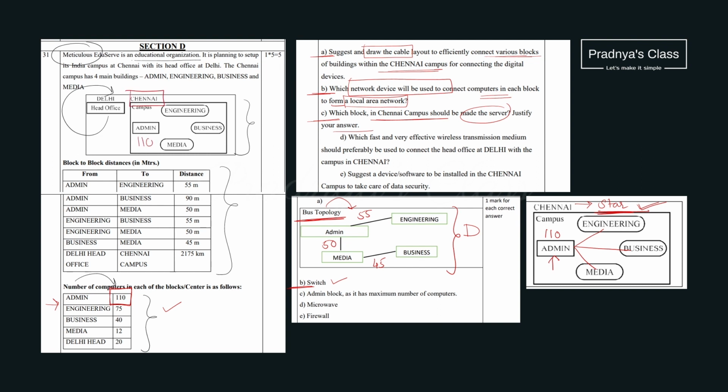Admin has 110 computers, so it will act as a server. That's why the answer is admin block, and to justify the answer we have written that it has a maximum number of computers. Let's check the next question.